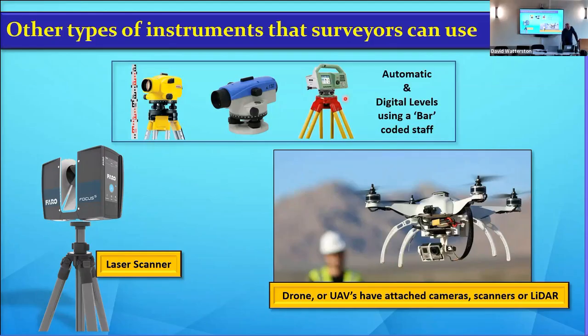But with the automatic level, it's a barcoded staff, so you can never say whether it's right, because it's just a whole bunch of lines. And a lot of people don't use leveling anymore because they've got drones, they've got GPS, they've got scanners, so they never use it. And they need to know what they're doing, because if there's no way to check the levels by anything else or have some verification, they're going to end up making mistakes.